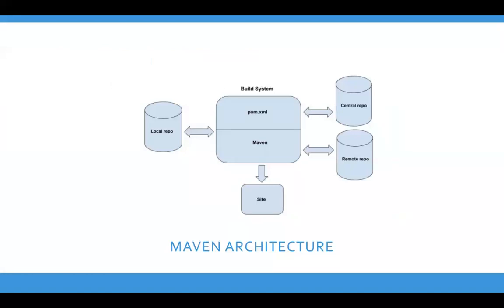Okay, so here's the Maven architecture. It doesn't have so many components. It's a very simple architecture in which a local repository, some central repositories, and pom.xml files are included. So let's see what these are.